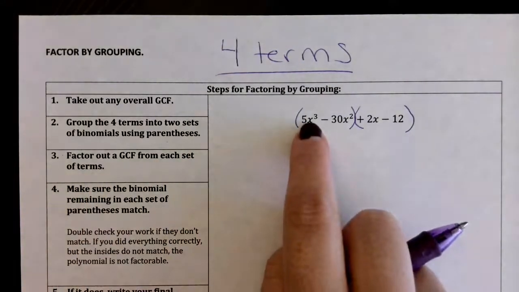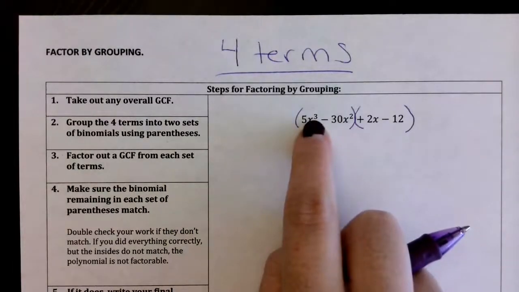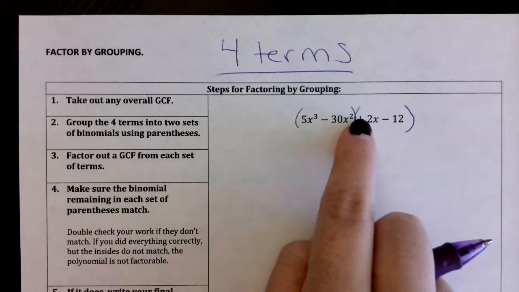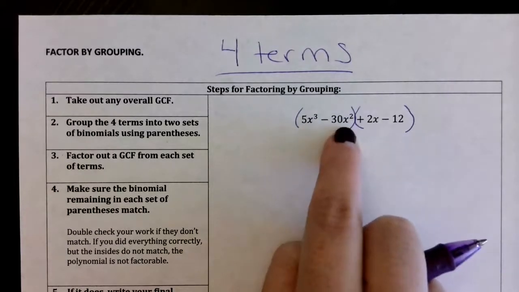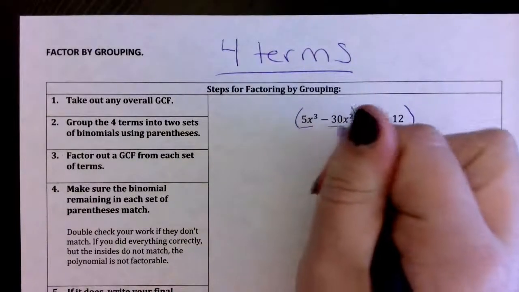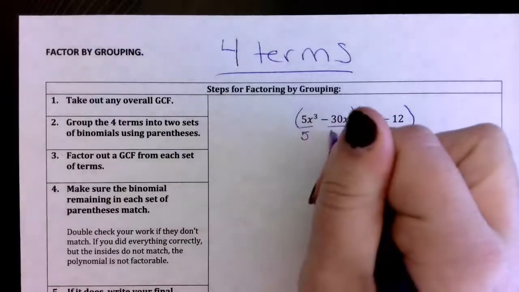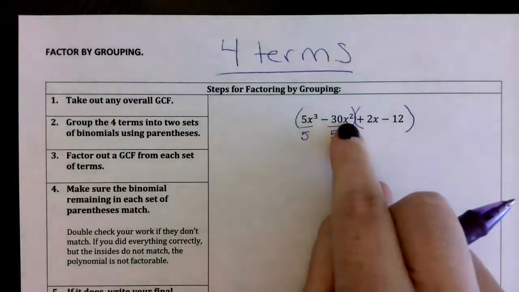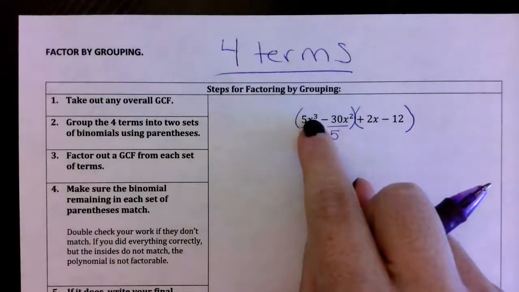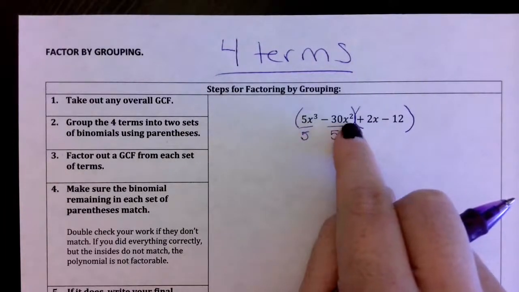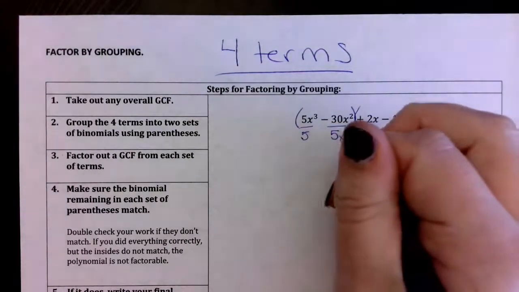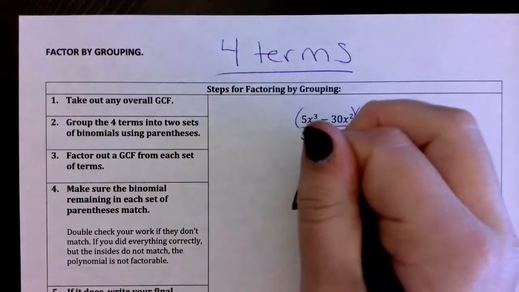I'm going to look at my first set of terms, 5x cubed and negative 30x squared. I look at the 5 and the 30, and I know I can factor out a 5 from both of those. Then I look at the x squared and the x cubed. The most x's I can take out of both is the smallest amount, which is x squared. So I'm going to take an x squared out of both.